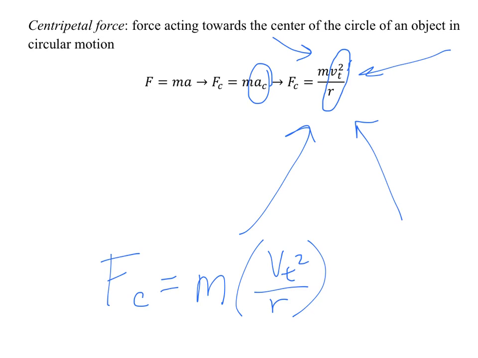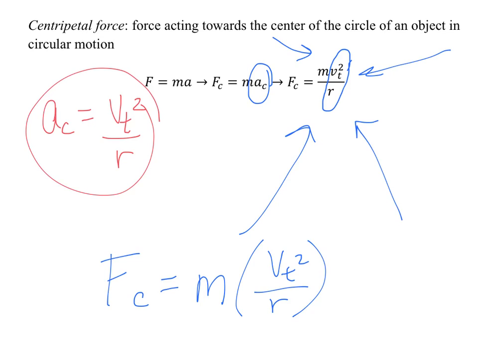Now, one thing I want to mention: this formula right here is not given on your formula sheet. But you are given the other one we had a minute ago, AC equals VT squared over R. You can always get this formula just by putting it together with F equals ma. So again, I'll write in red. You're given this on your formula sheet.